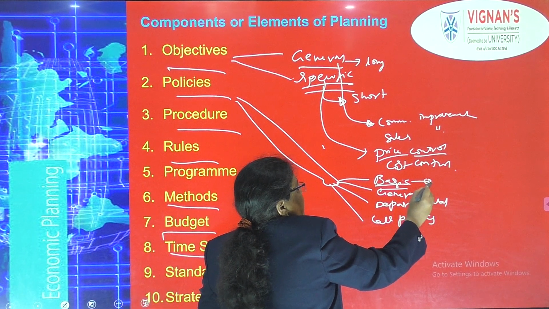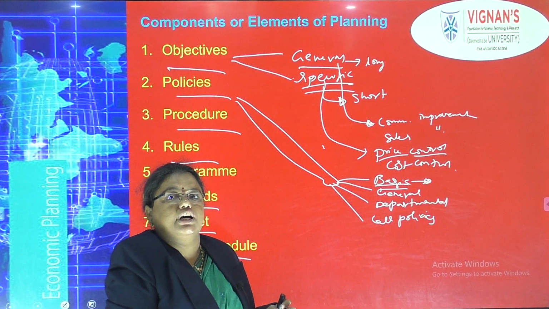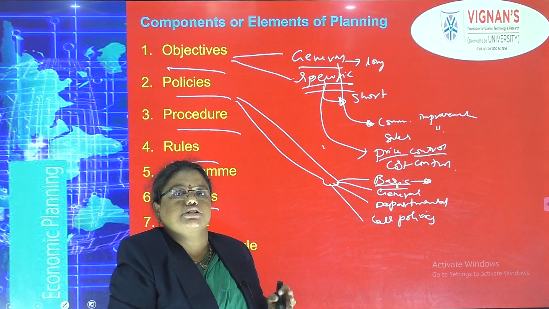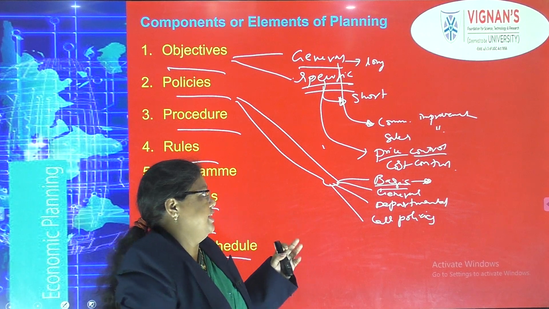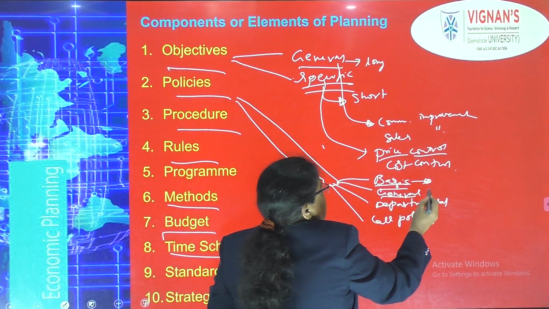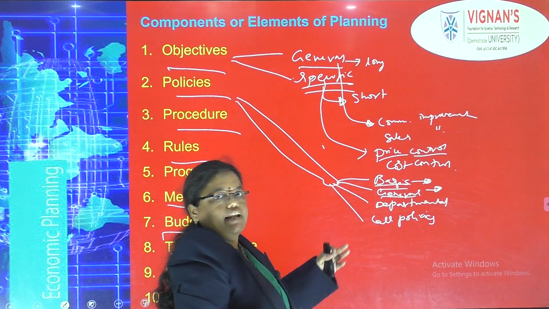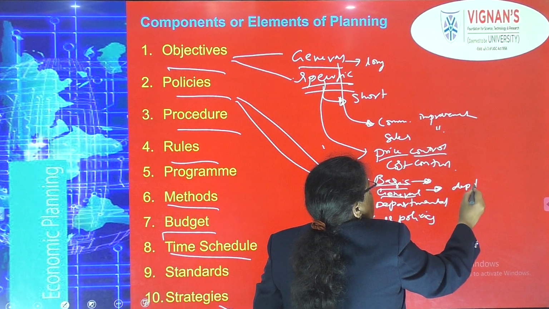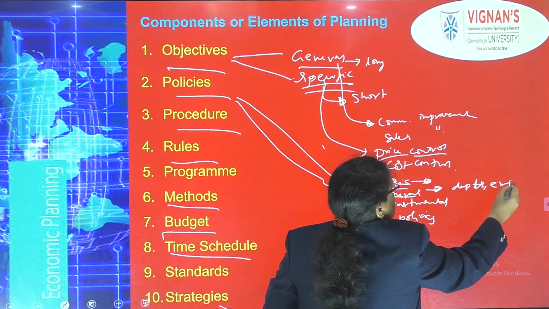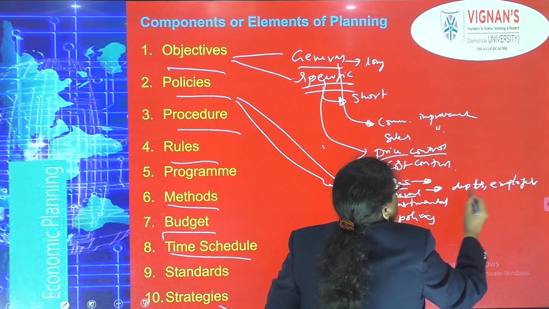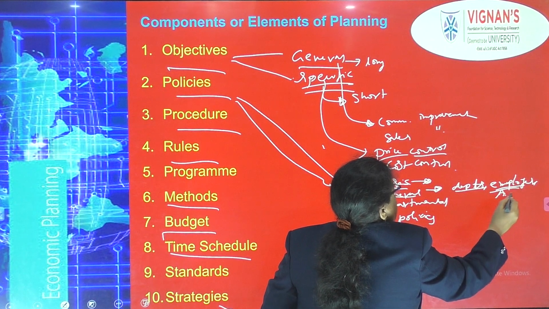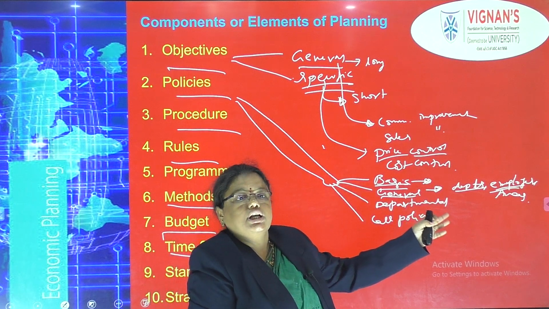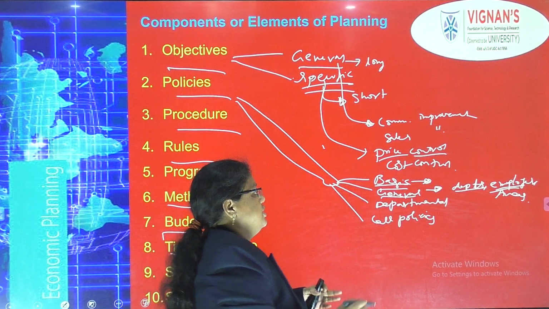These are given by the top management, which gives the directions or rules and regulations, guidelines to subordinates. General policies relate to various departments, employees, workers, and areas.